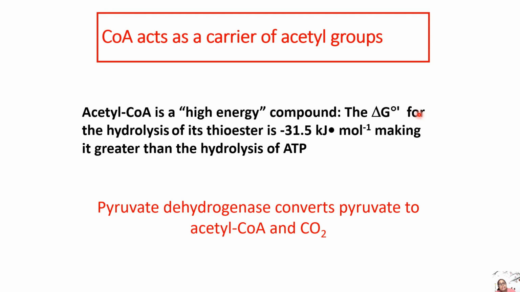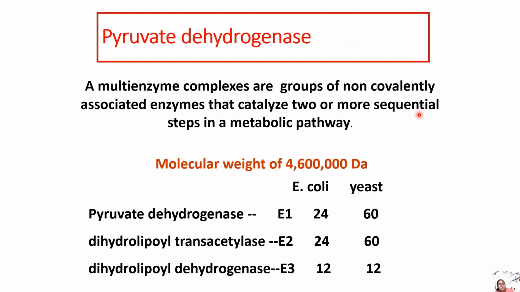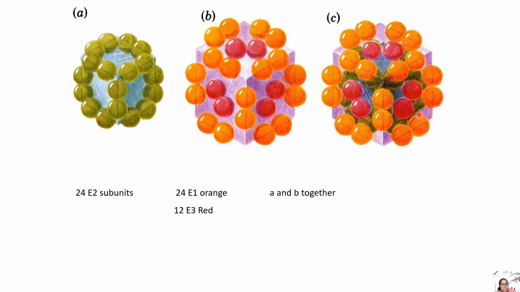So acetyl-CoA is a high energy compound. Delta G for the hydrolysis of its thioester is minus 31.5 kilojoules per mole, making it greater than the hydrolysis of ATP. Pyruvate dehydrogenase converts pyruvate to acetyl-CoA and CO2. Okay, so pyruvate dehydrogenase is a multi-enzyme complex. There are groups of non-covalently associated enzymes that catalyze two or more sequential steps in the metabolic pathway.